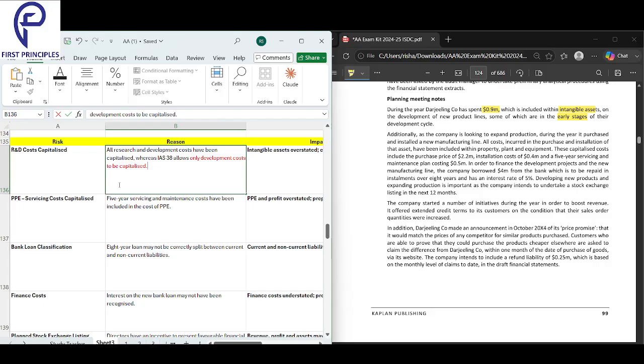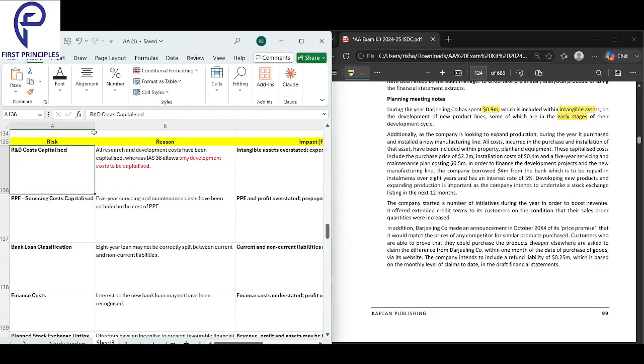Why? Because you can only capitalize those development costs which have met the criteria. You cannot capitalize all the development cost. Here they're telling us all the development cost has been capitalized. So you cannot capitalize all the development cost. You can capitalize only those development costs which have met the criteria.